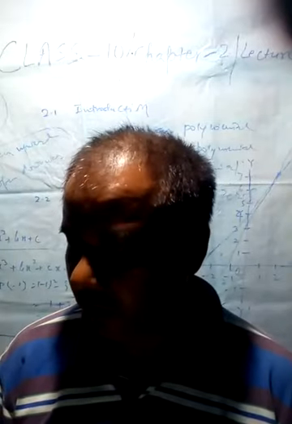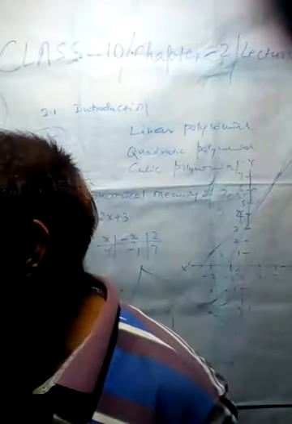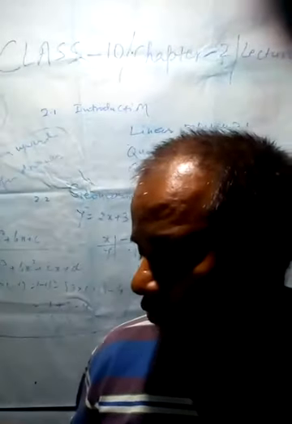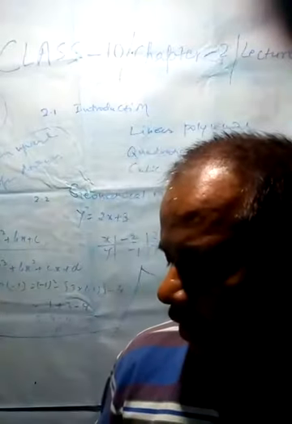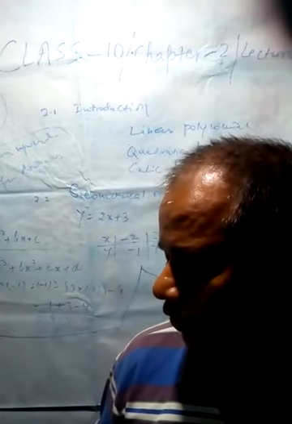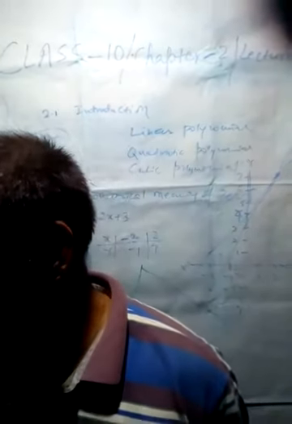And case number 3: here the graph is either completely above the x-axis or completely below the x-axis, so it does not cut the x-axis at any point. See figure 2.5. So the quadratic polynomial ax square plus bx plus c has no zero in this case. So you can see geometrically that a quadratic polynomial can have either two distinct zeros, or two equal zeros, or no zero. This also means that a polynomial of degree 2 has at most two zeros.